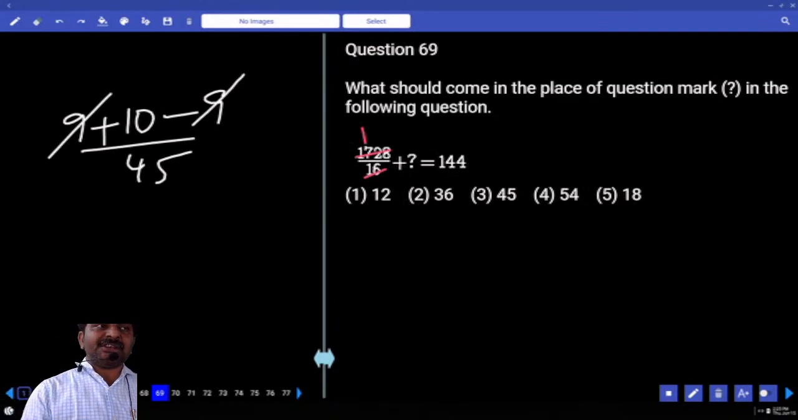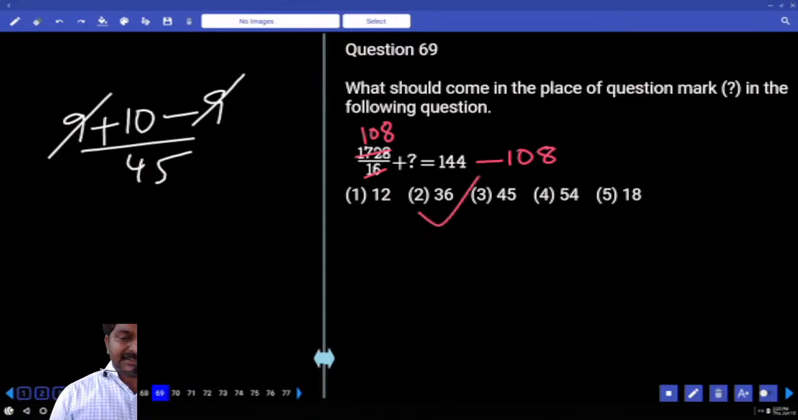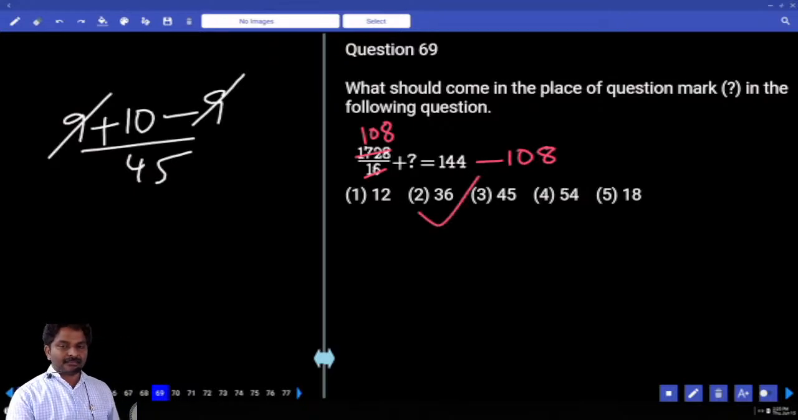16 once 16. And then 2, 1, 2, 0, 1 or 128. How many times? 8 times. So from this, if you subtract 108, answer 36. Followed?